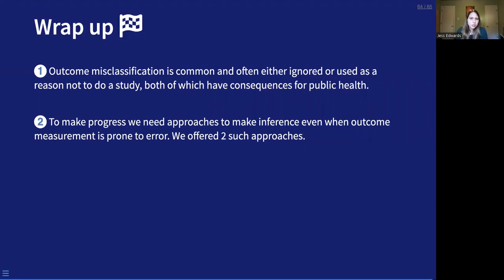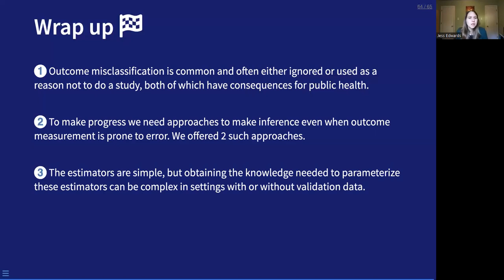To make progress, we need approaches to make inference even when outcome measurement is prone to error. So we've shown two of those. These are not the only two. And hopefully these could be added to a toolkit, not meant to supplant existing approaches. And the estimators I've described are simple in and of themselves, but the theme here is that obtaining the knowledge needed to parameterize them can be complex in settings with or without validation data and requires thought.